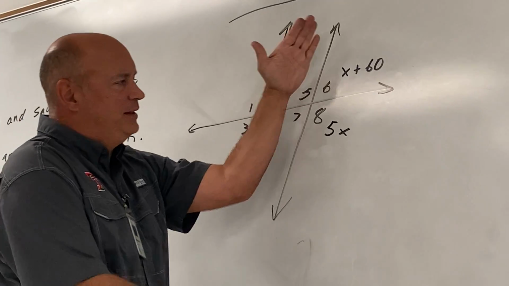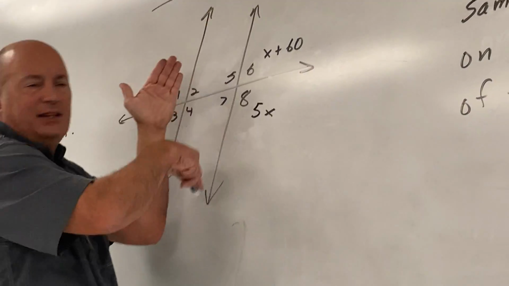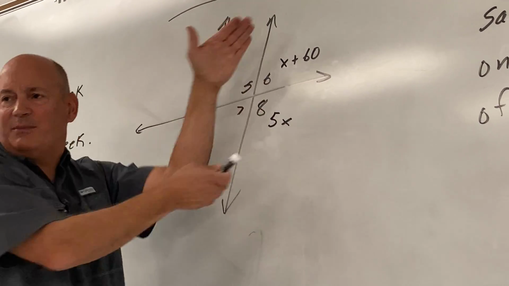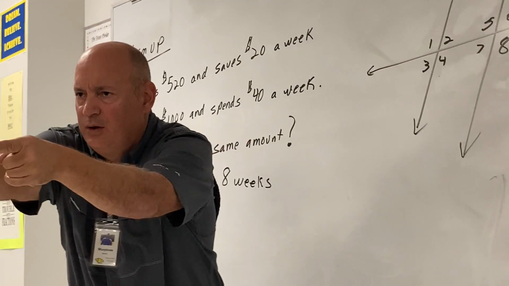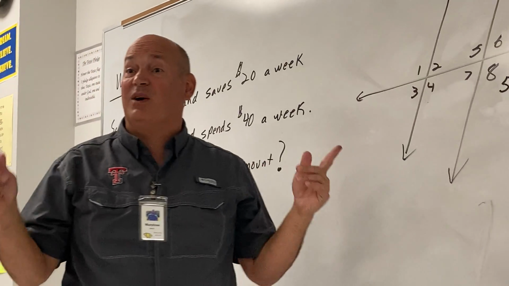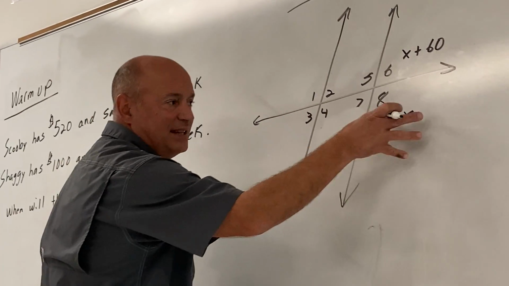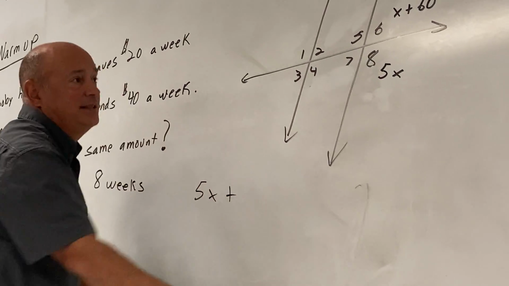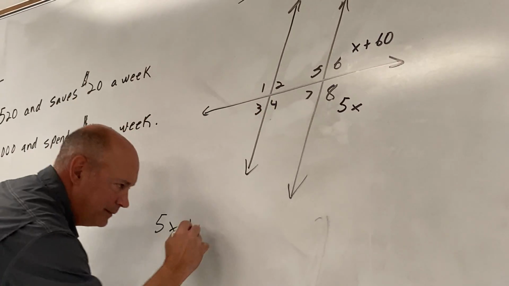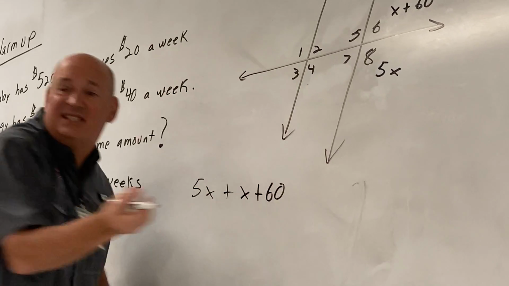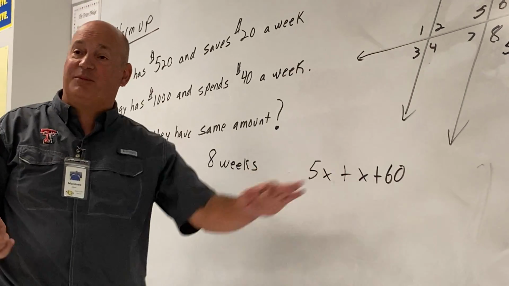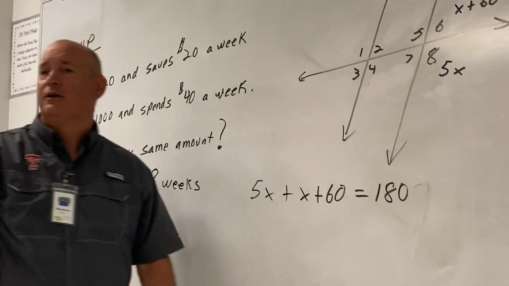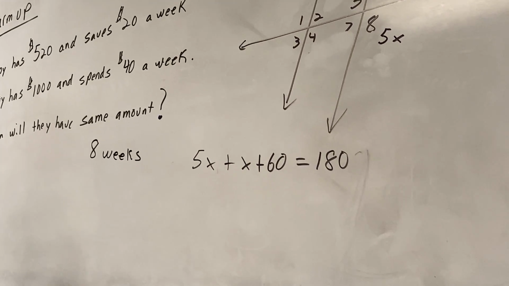Do y'all agree with Nola that these two angles make a straight line? Didn't we already say two angles that make a straight line have to add up to 180? So watch this. Can't I take this angle, which is 5x, add it to this angle, which is x plus 60, and doesn't that have to be equal to 180 degrees? Yes.